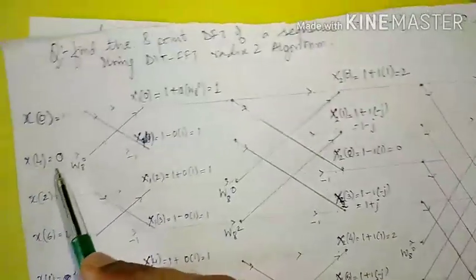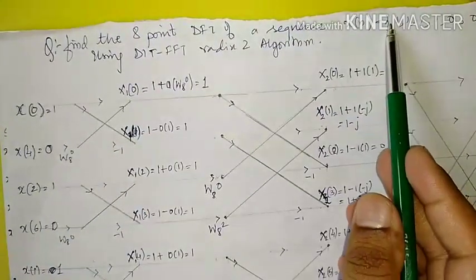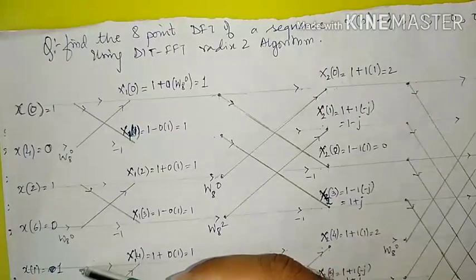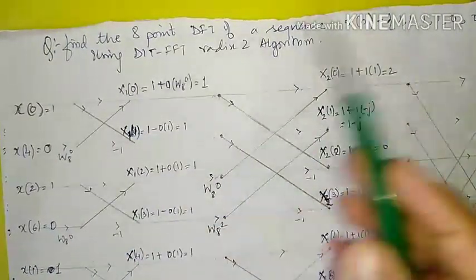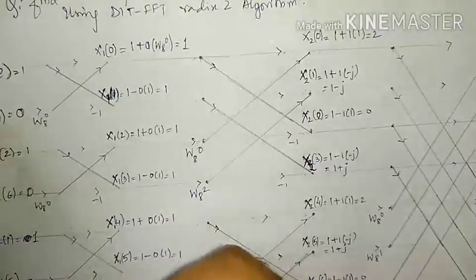So x of 0 is 1, x of 4 is 0, x of 2 is 1, x of 6 is 0. Similarly you have to write the inputs.